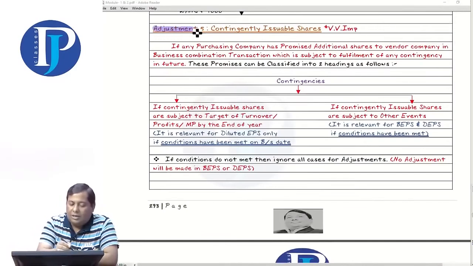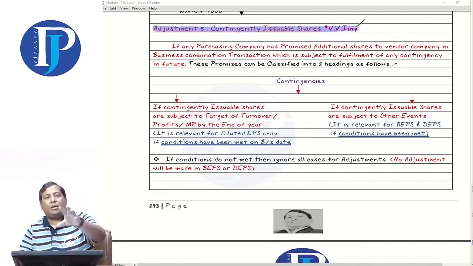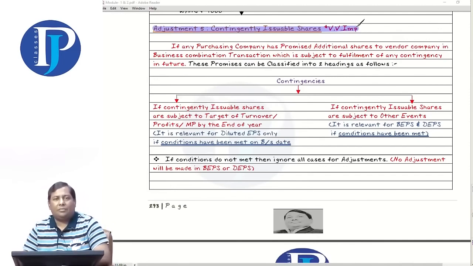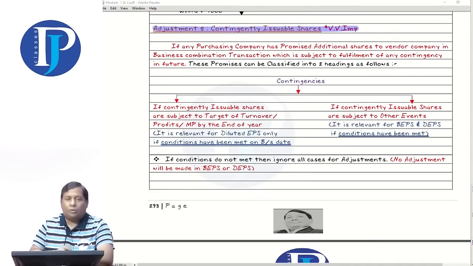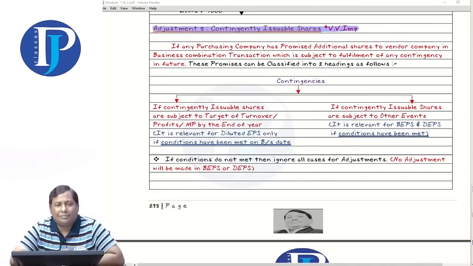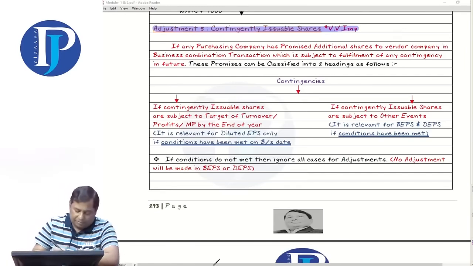Therefore, students, this was our contingently issuable shares, which is very important. It was extremely important. In Ind AS 33, there are two situations given. Case number 1, case number 2.